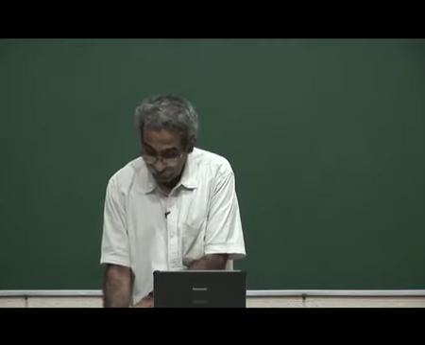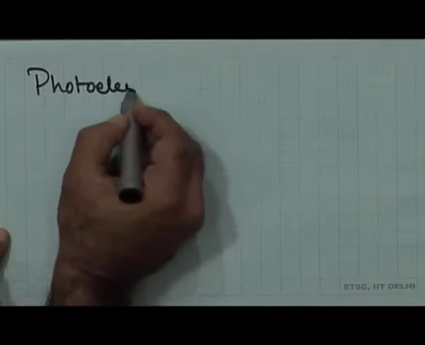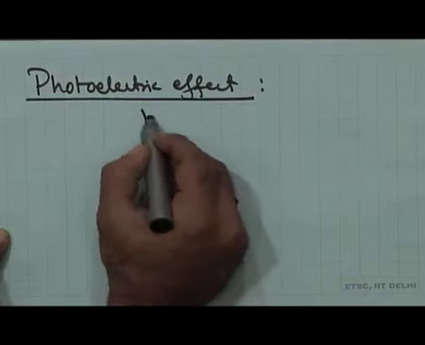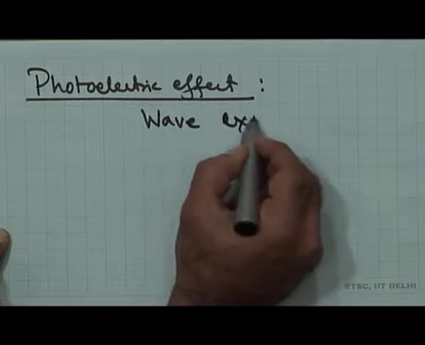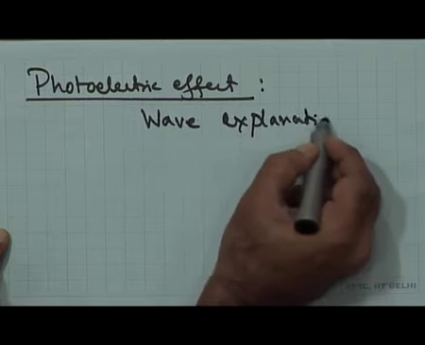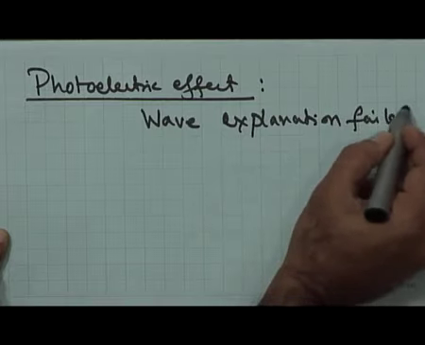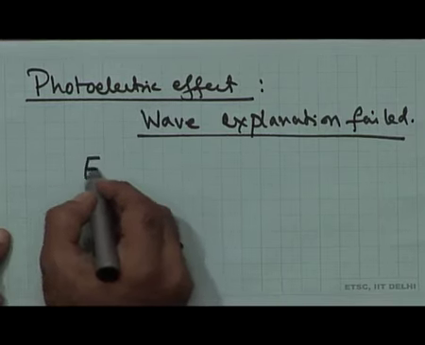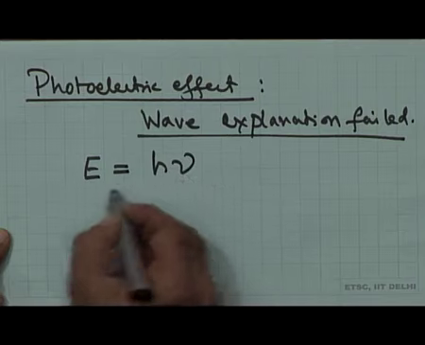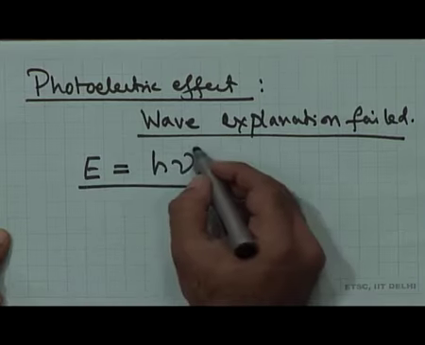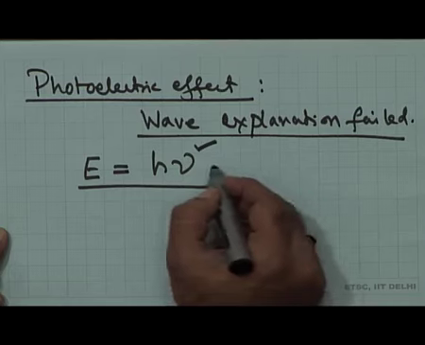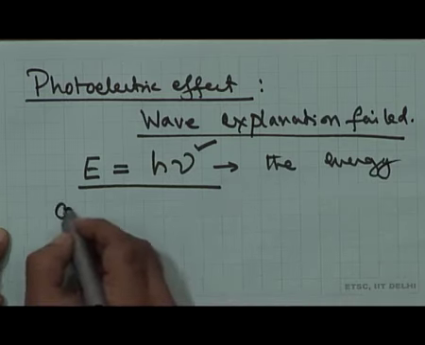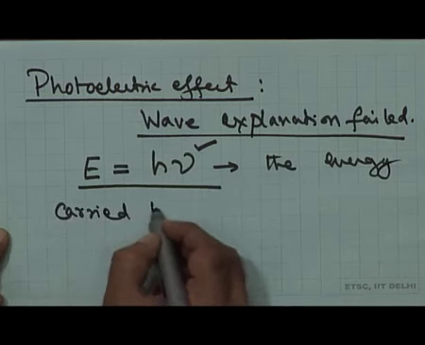However, when it came to the photoelectric effect, the wave explanation failed, and what Einstein did was to invoke the idea that light is composed of quanta, where each quantum carries an energy h nu. So this is the energy carried by each quantum.